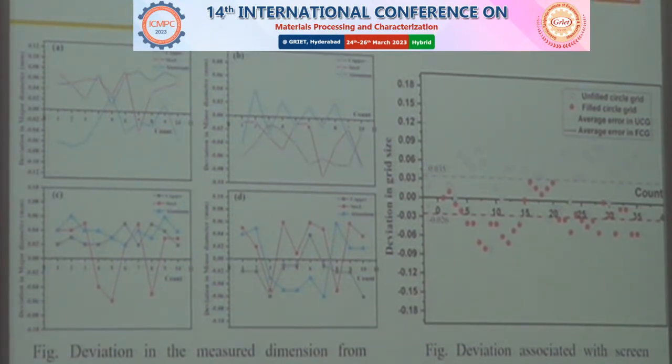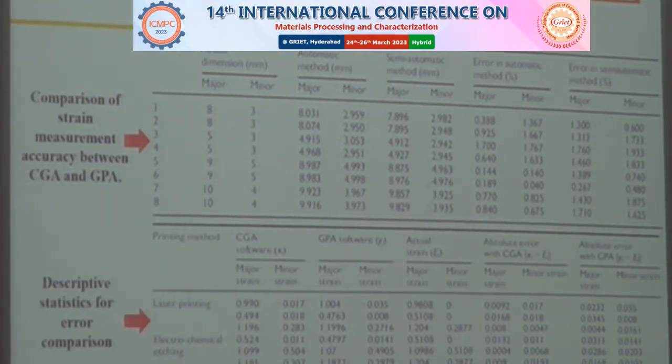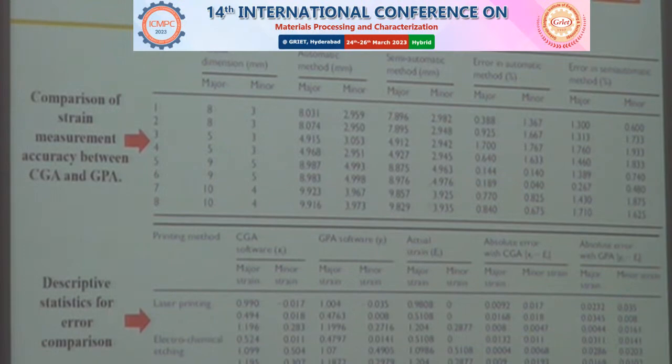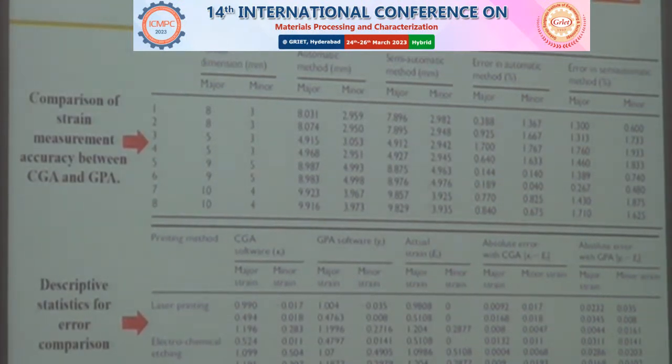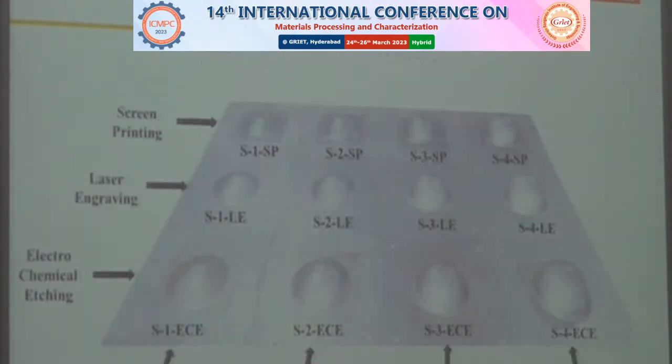And these are the variations in the major axis length and minor axis length. In detail, we also compared: we captured the grids with our device, and we captured the same grids with the commercial device. Is there any variation between the two? The maximum variation that we found is less than 2%, and we also did some statistical studies to check whether this is acceptable or not.